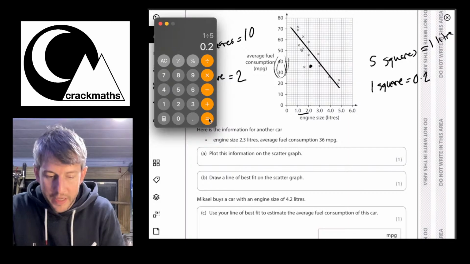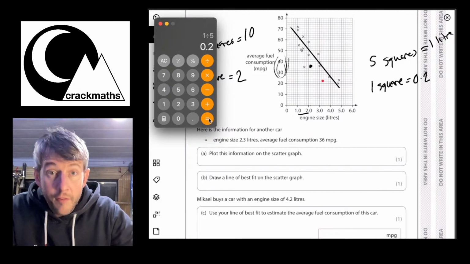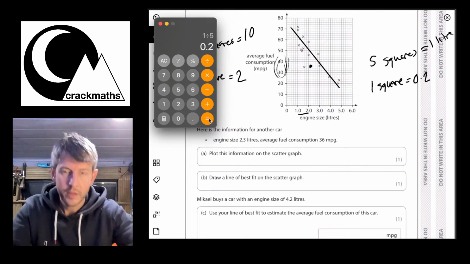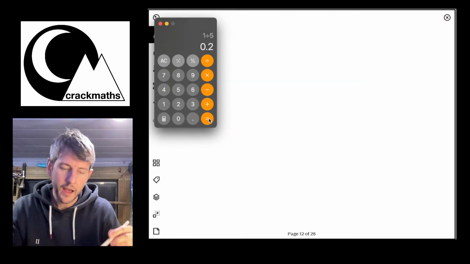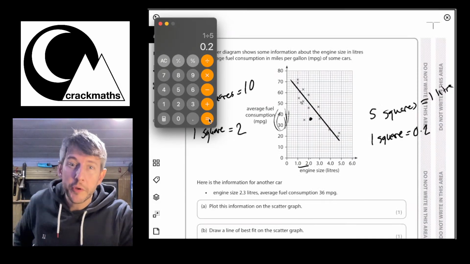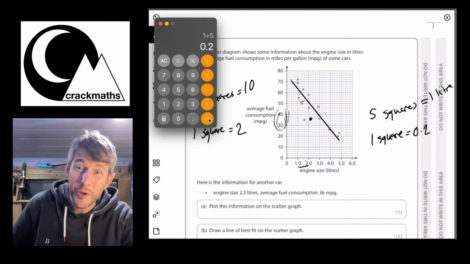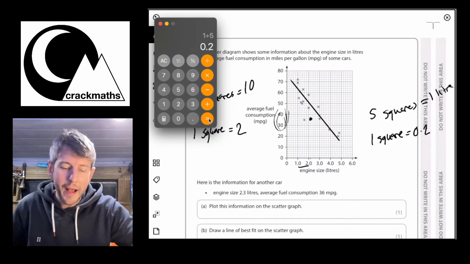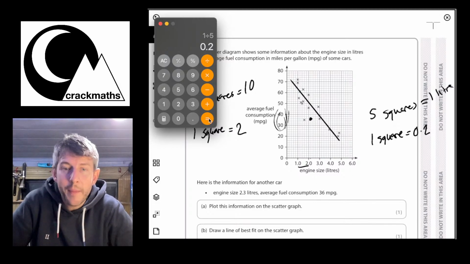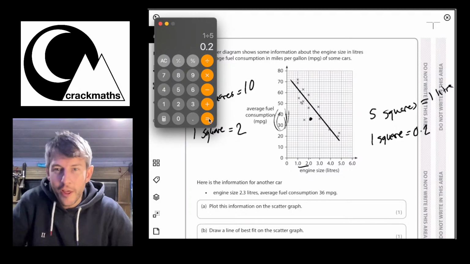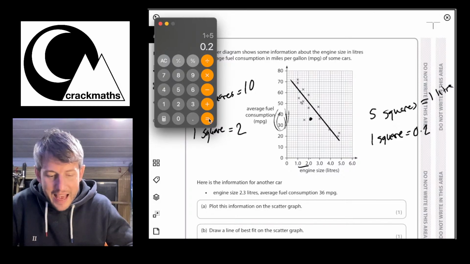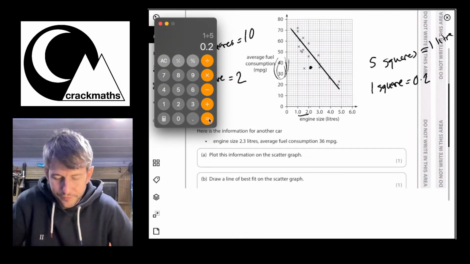Now it says part B, draw the line of best fit. Okay, I've drawn the line of best fit there. Notice that the line of best fit doesn't have to go beyond the graph. In fact, it's very important that you keep your line of best fit to the data that you have, because although we know about these cars, we don't know about cars with engines of 6 litres, and we don't know about cars with engines of no litres. Not that you could get a car with an engine of no litres, I guess. So that's how the line of best fit should look.